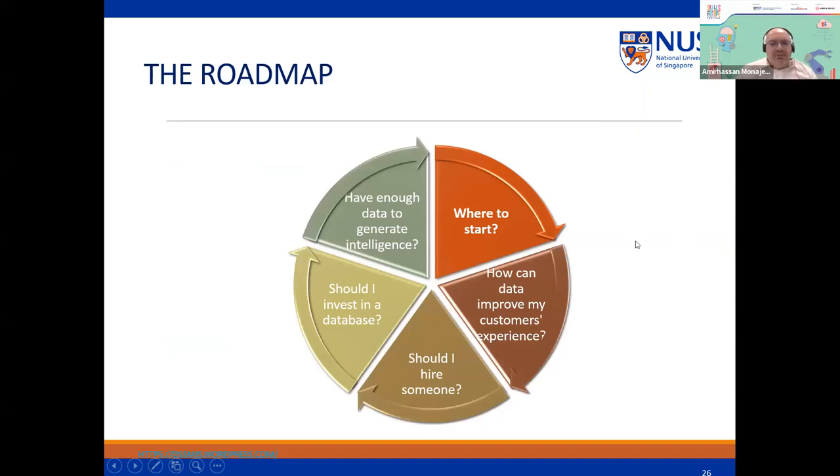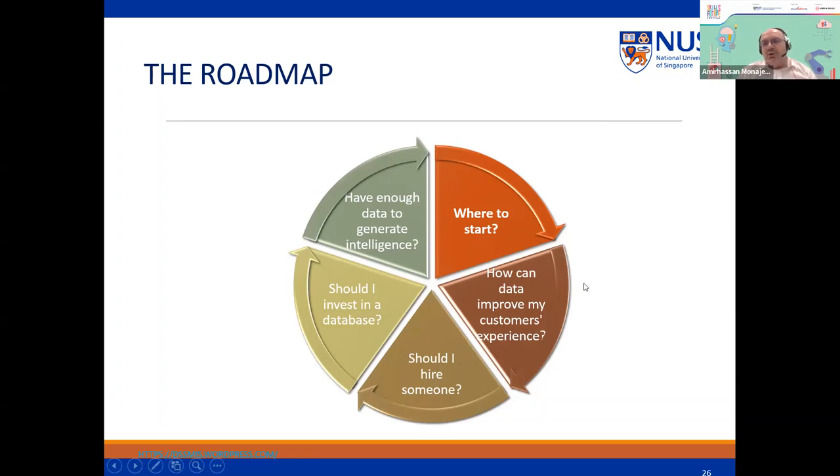Finally, the roadmap to implement AI and machine learning in digital transformation: where to start? We should decide: is our business undergoing digital transformation, or is it fully digital now? How to use AI and machine learning? We should answer these questions. Where to start? How can data improve my customers' experience? If we can find somewhere, we can start using AI and machine learning in our digital company from that point.